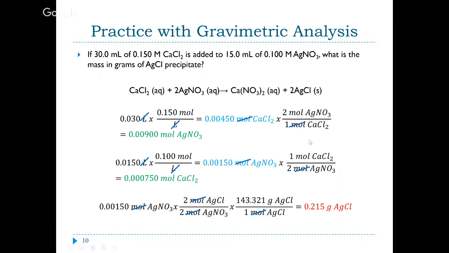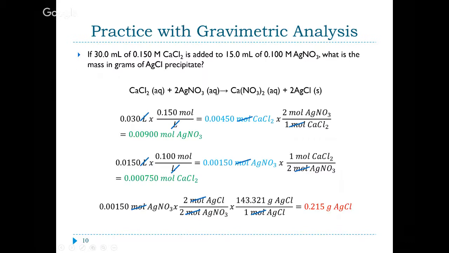So we have to figure out our moles because reactions occur based on the number of things present, not by the mass, not by the molarity, but by moles. And we know that we can get to moles by mass divided by molar mass or molarity times volume. So we have molarity times volume here, making sure that our units match, where we've put this into liters, we've put this into liters. So how many moles of calcium chloride are there in 30 milliliters of a 0.150 molar solution? We multiply those together to see that we get 0.00450 moles calcium chloride.